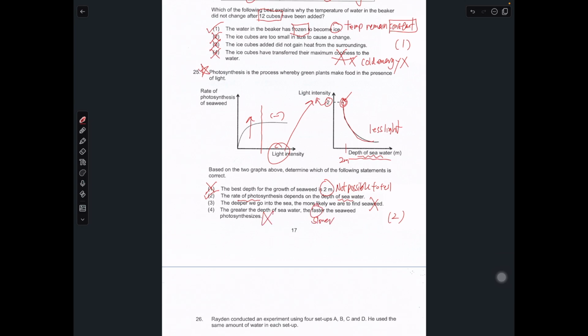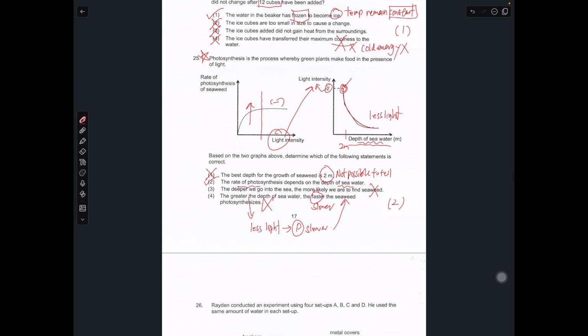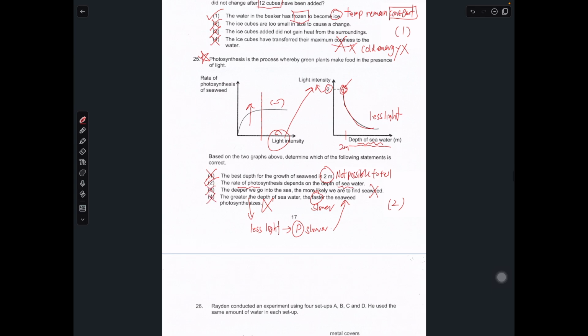Because the greater the depth, there is less light, as seen from the graph. So photosynthesis will occur slower, which is this part. So 3 and 4 are wrong statements.